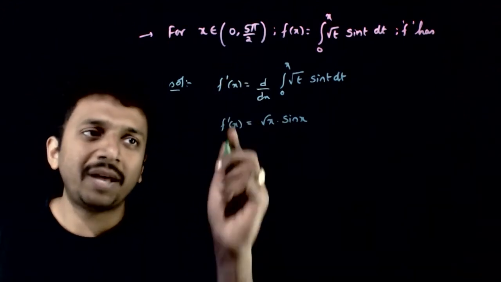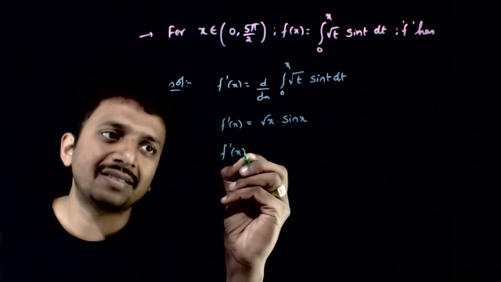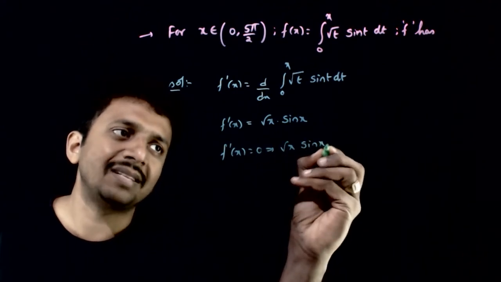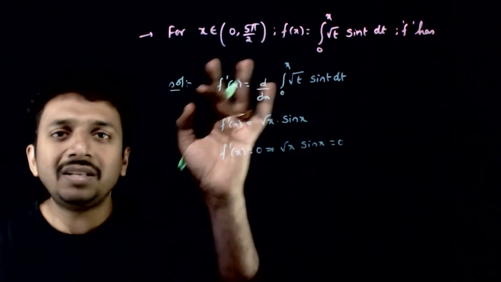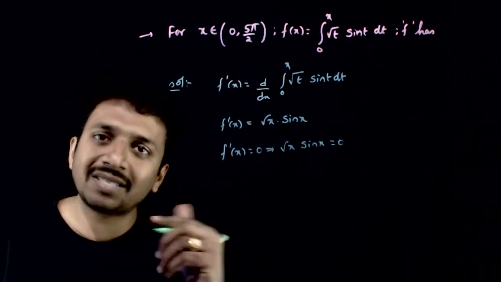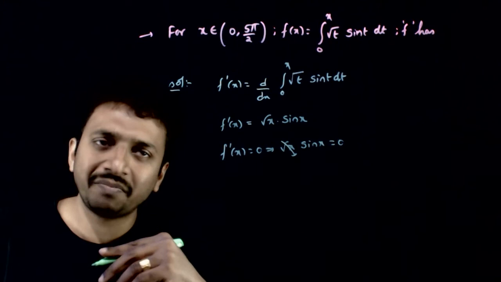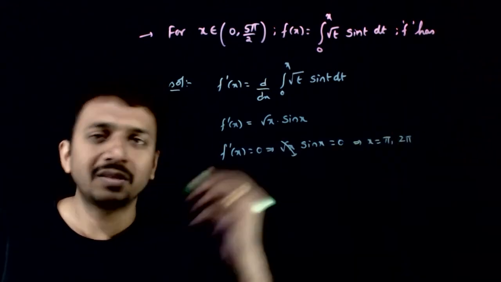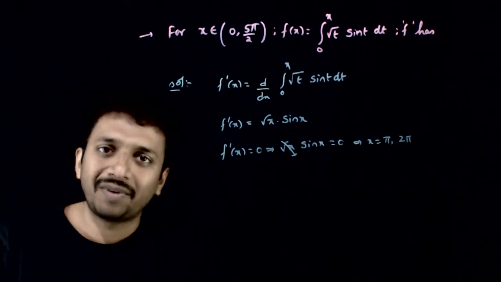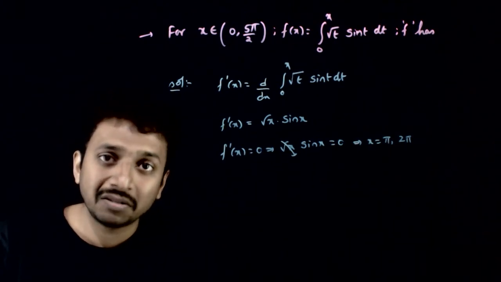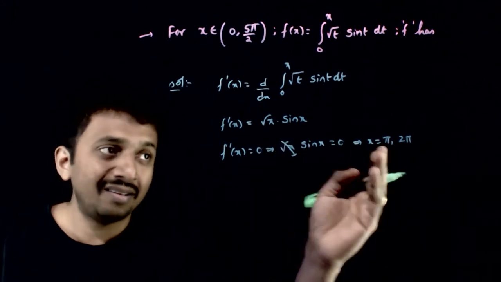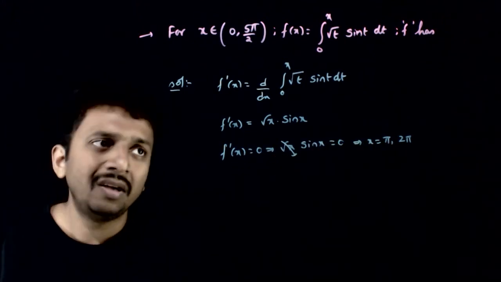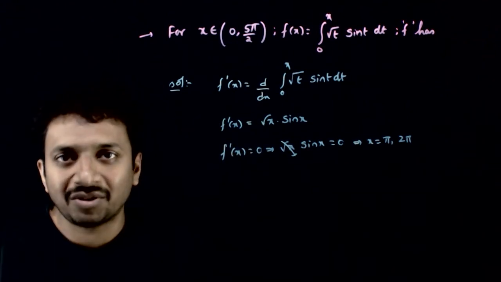So between 0 to 5 pi by 2, f dash of x is equal to 0 implies root x times sin x is equal to 0. So between 0 and 5 pi by 2, where will sin x be equal to 0? Root x will not be equal to 0. So this implies x is equal to pi, 2 pi. So these are the two values where f dash of x is equal to 0. Now to see which of these is the local maximum and which is the local minimum, you just need to do the double differentiation of this.